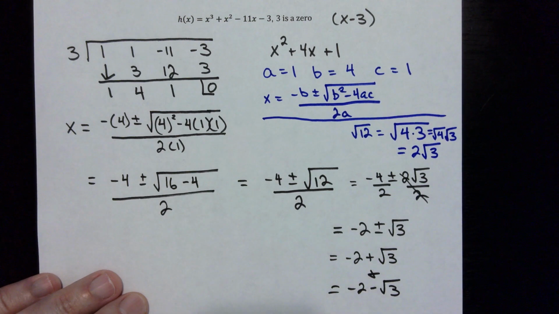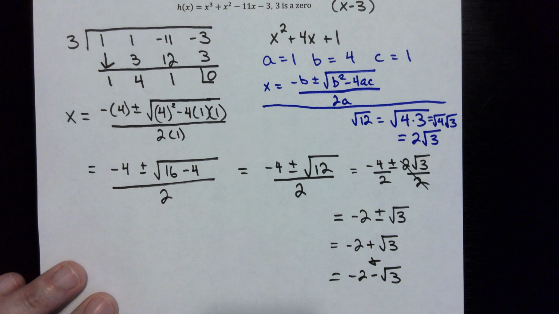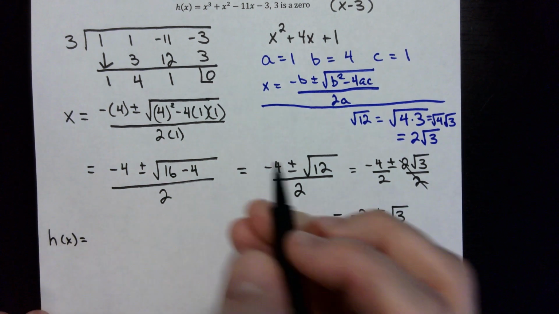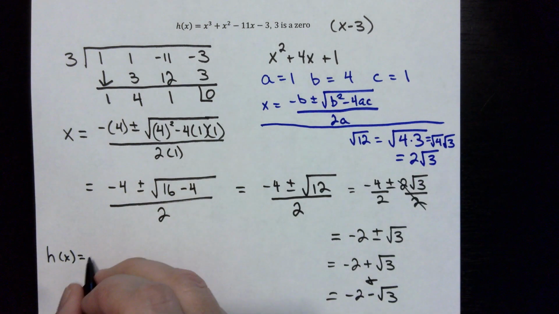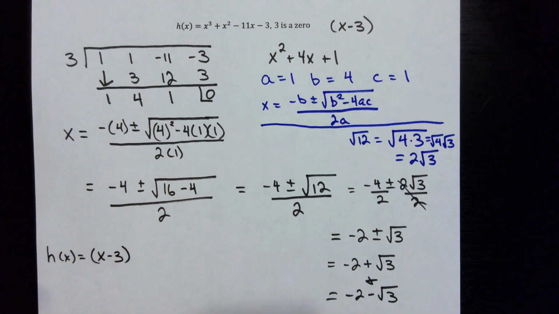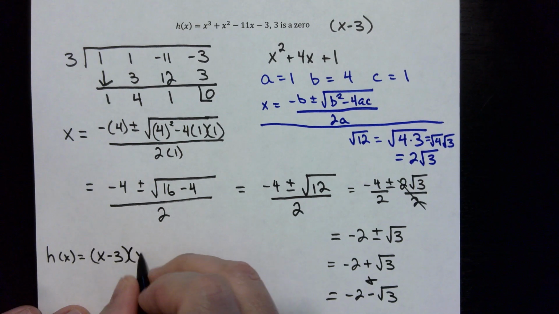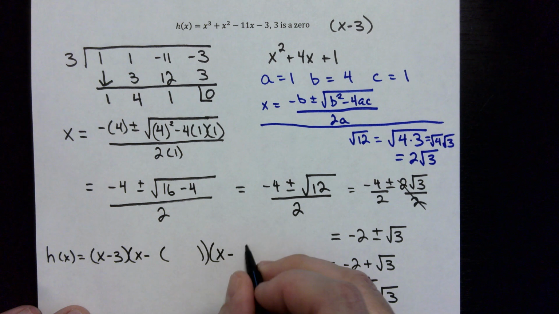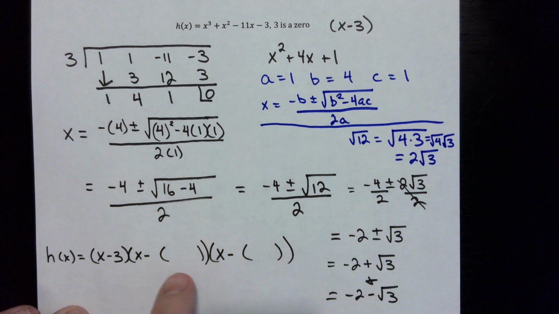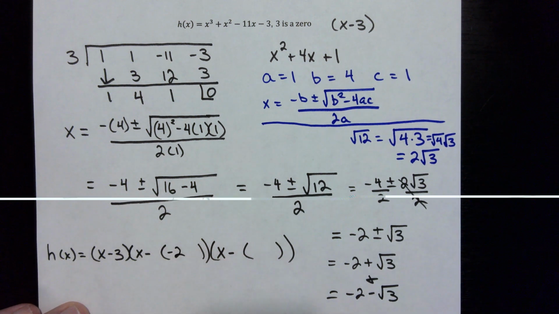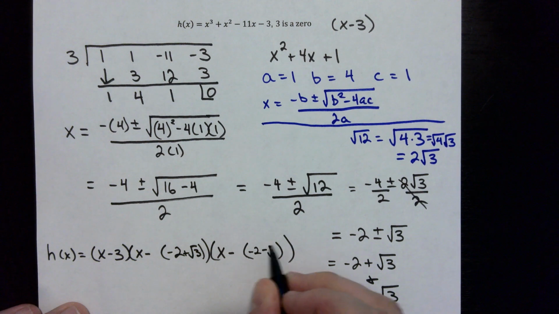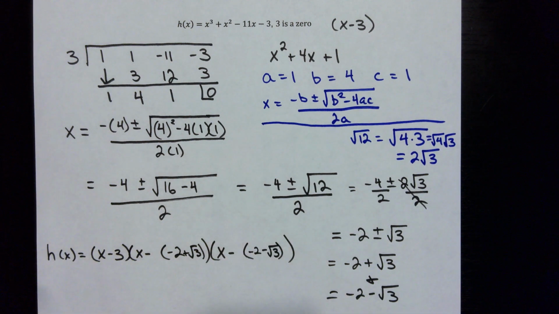Okay? So we do exactly what we did last time. I'm going to write h of x. I'm going to put our first factor that was given because we were given the 0. So we have x minus 3 as our first factor. Okay? And then I put x minus this parentheses and x minus this parentheses. And inside these parentheses, I'm going to put my two zeros that I found. So the first one is negative 2 plus the square root of 3. And the next one is negative 2 minus the square root of 3. And that is done.